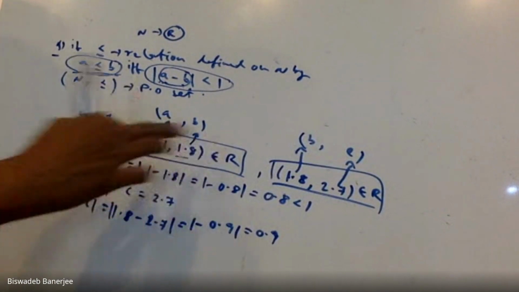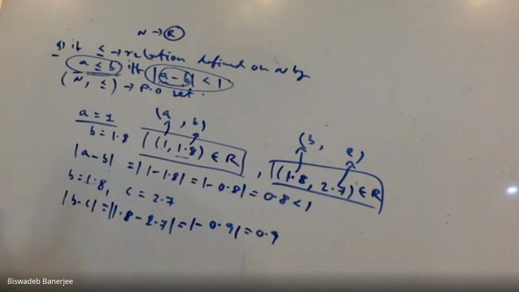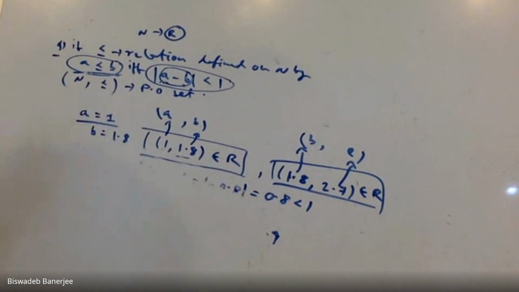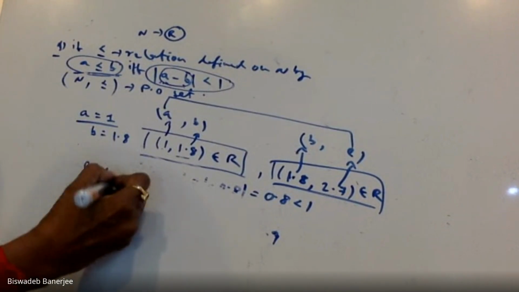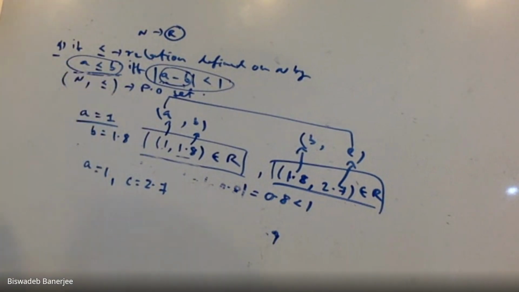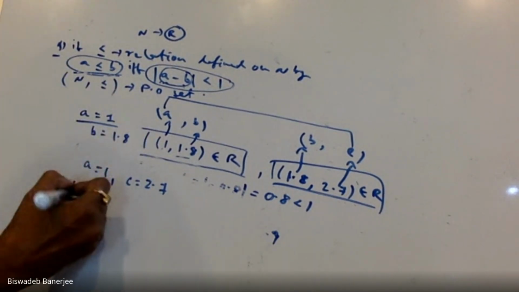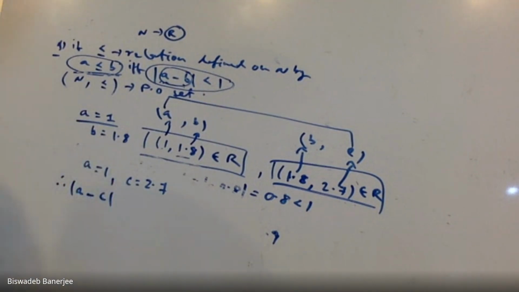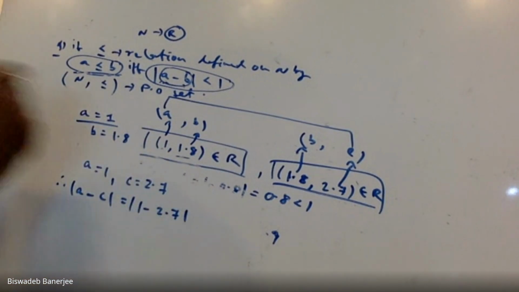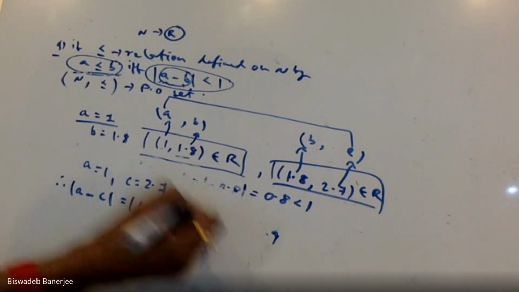So (a, b) belongs to R, (b, c) belongs to R. Done. Now we have to check whether (a, c) belongs to R. Now I'm taking a equal to 1, c equal to 2.7. Clearly a is less than b, but modulus of a minus c is equal to modulus of 1 minus 2.7. Clearly this is greater than 1.